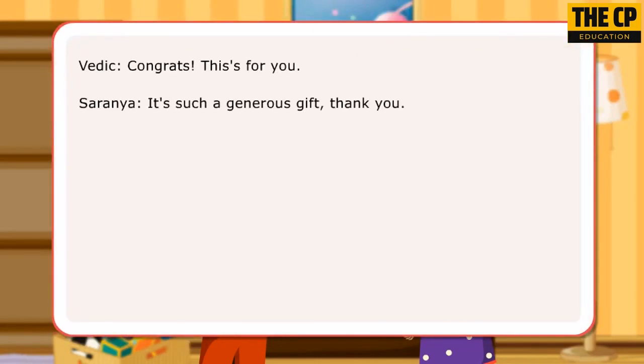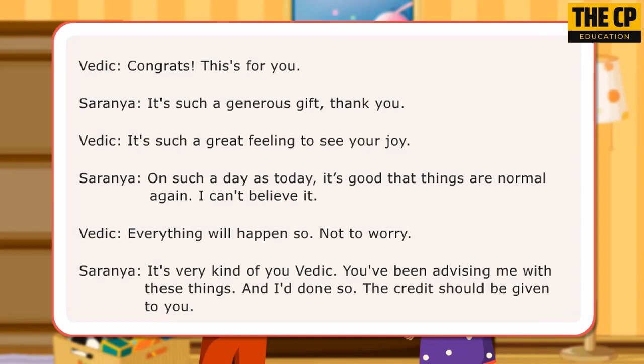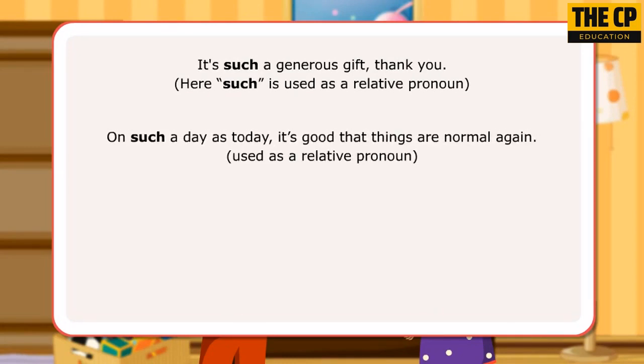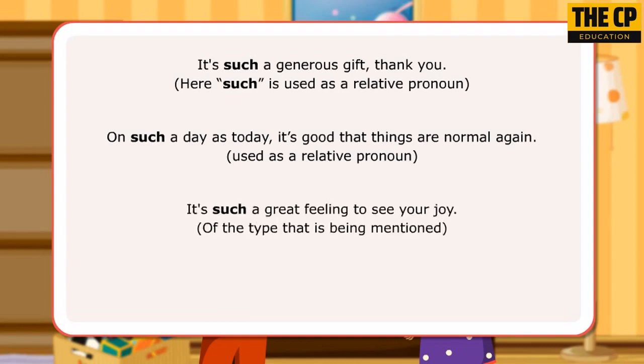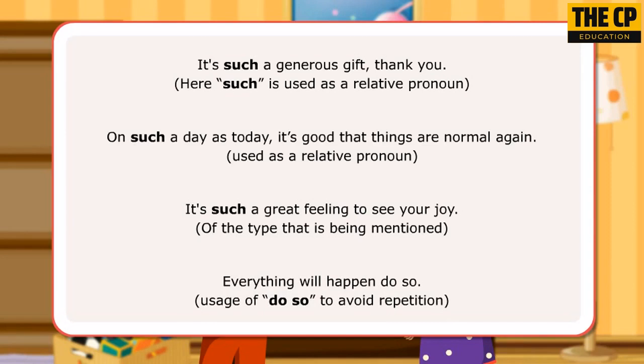In the dialogues, we come across the phrase "do so" and the word "such". "It's such a generous gift." Here, such is used as a relative pronoun. "On such a day as today, it's good that things are normal again." Used as a relative pronoun. "It's such a great feeling to see your joy," of the type that is being mentioned. "Everything will happen, do so." Usage of "do so" to avoid repetition.